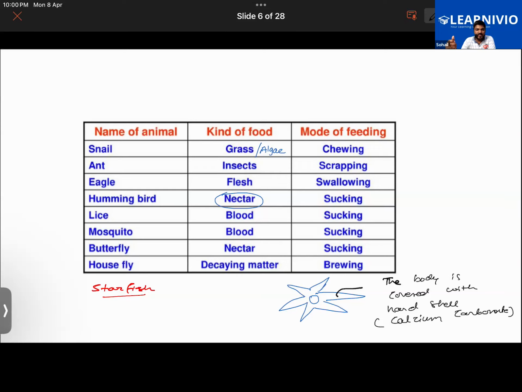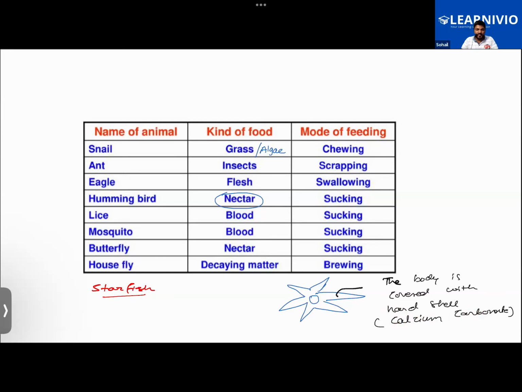You guys know marble? As a stone, it's a stone. Yes, sir. So marble also consists of the same substance called calcium carbonate. So its body is covered by hard shells that are made up of calcium carbonate. Now, the main thing about the starfish is that it has a very unique mode of nutrition.